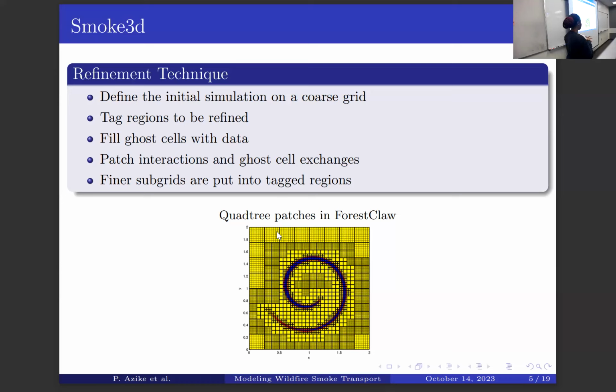And then, because interactions take place between patches, which is facilitated by ghost cells, we first of all fill those ghost cells with data, and then the cell exchanges take place. When we want to move from a fine grid to a coarse grid, we simply average with the neighbor, we average to the value of the neighboring ghost cell. And when we want to move from a coarse grid to a finer grid, we use a constraint method of interpolation to artificially increase the resolution. And then at the end of the day, finer subgrids are put into those tagged regions. So very close to the solution, we have the finer grids, and then away from it, it's coarse.